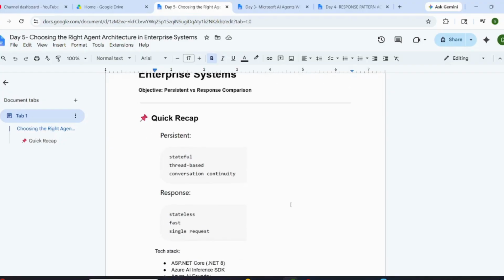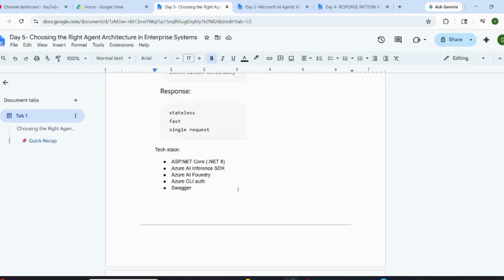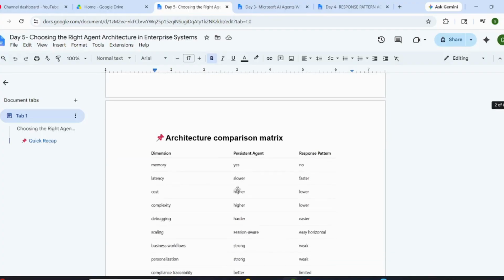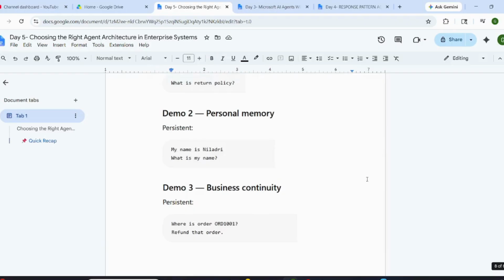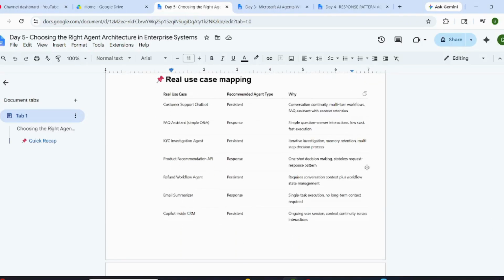So, a quick recap. Persistent is always, remember, stateful. You have a thread, you have conversation continuity using the thread, and you have an agent ID. When I say response pattern, it is stateless, fast, a single response, no memory, no thread. Same stack, no difference: Azure CLI, Azure Foundry. We are using hosted AI agents here, using Microsoft AI agent. We already discussed the difference in day 4 also, but it is specific to this session too.